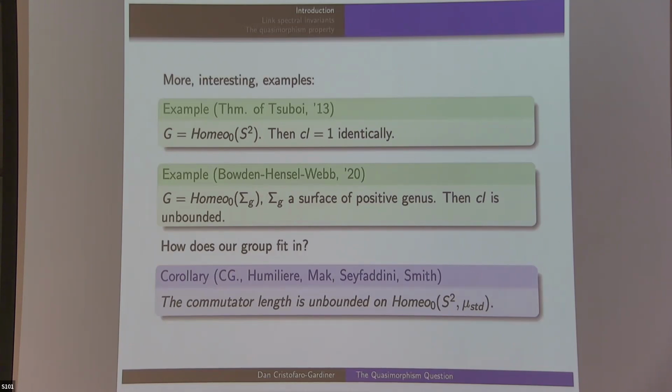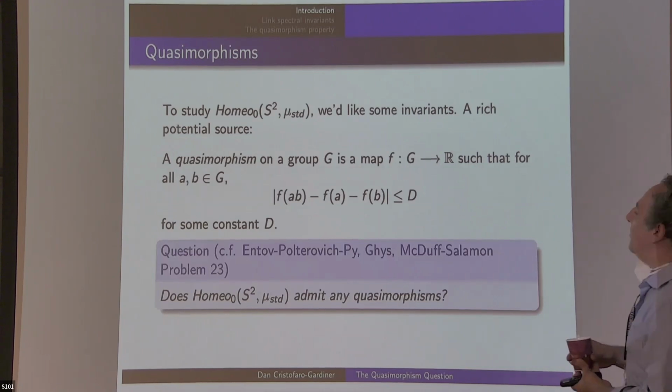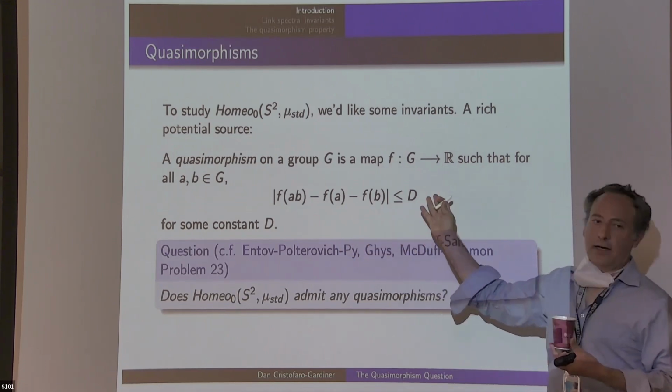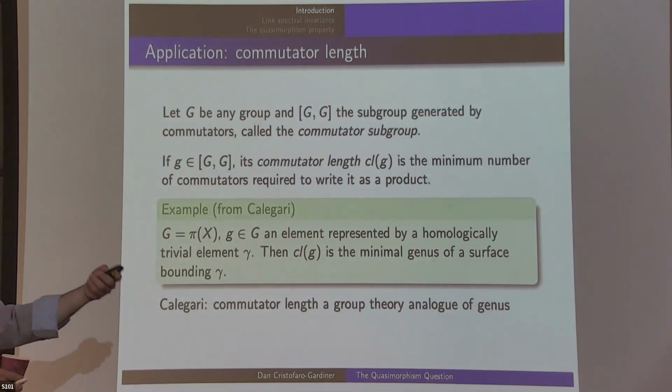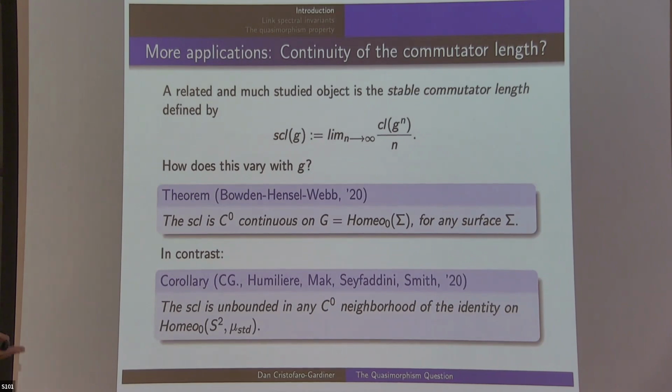Does it make sense? What is capital D? D is this number bounding. So if I have a quasimorphism, then I can take a product and write it as the sum up to an error of D. So more explicitly, let's say D happened to be 1. If I have an element and my quasimorphism has value 100 on it, then there's no way to write it as a product of 99 or fewer commutators. So it's an easy application of our quasimorphisms that the commutator length is unbounded.